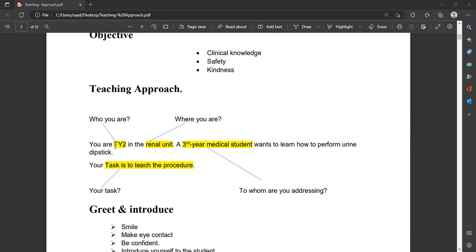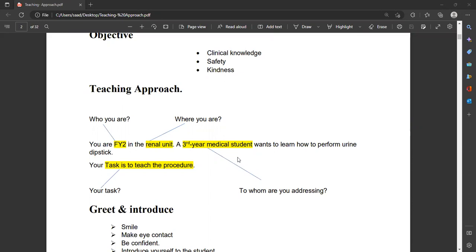Whether it is a counseling station, a Simon station, or a combined station, you will be FY2. Where you are is also important. In teaching scenarios, mostly you will be in the ward. However, in other scenarios, you might be in the emergency department or in general practice. The approach would be different for different scenarios, but in teaching scenarios you will mostly be in the ward. If you are not in the ward, we will discuss those approaches separately.